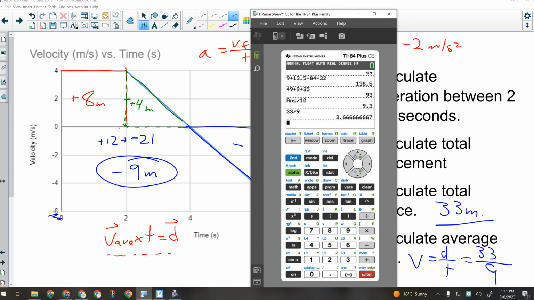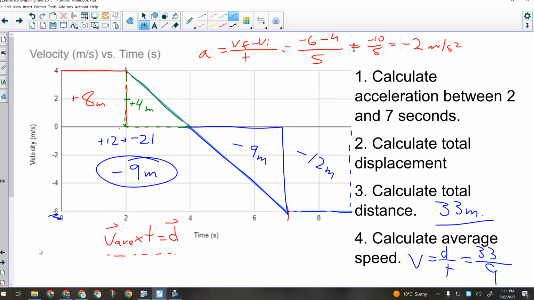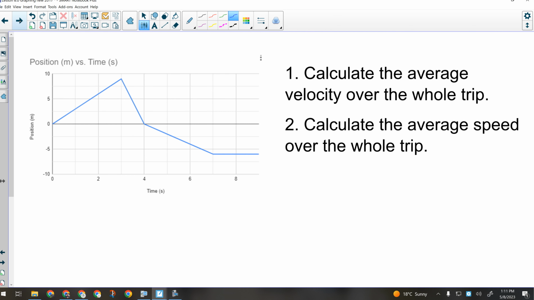All right, so that's a velocity versus time graph. Last thing. Now you've got a position time graph. Things are a little different. We get different things off of this graph. So we have to do things a little bit differently here. All right, you're only being asked to calculate 2 things, but you actually have to do 3 things. Actually, 4 things, in order to answer those 2 questions. All right, and I'll give you a bit of time. See what you remember from the position time graph stuff.